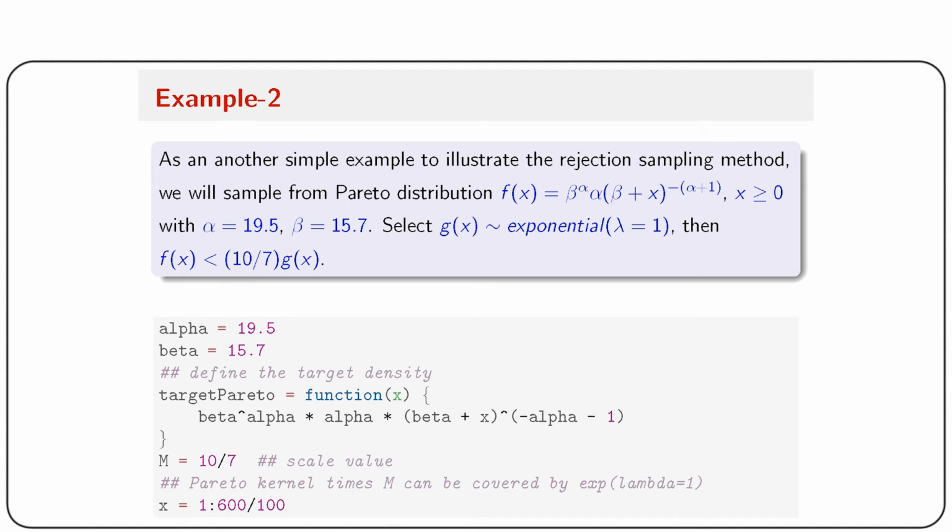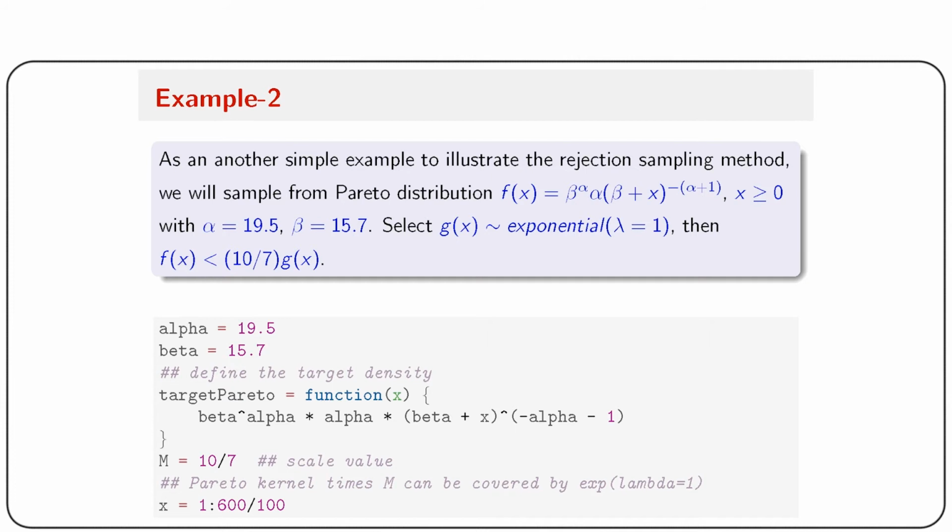Then we'll move to another example, example 2, as another simple example to illustrate the rejection sampling method. We'll sample from the Pareto distribution f(x) = beta to the power alpha, times (alpha, beta plus x) to the power minus (alpha plus 1), where x is greater than or equal to 0, with parameters alpha equals 19.5, beta equals 15.7. Then select g(x) from exponential with lambda equals 1. So g(x) is assumed to be an exponential distribution with lambda 1. Then we assume f(x) is less than 10/7 times g(x).